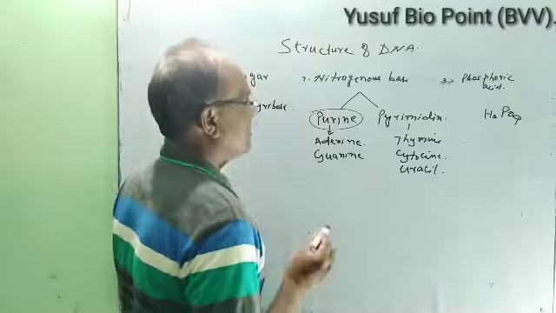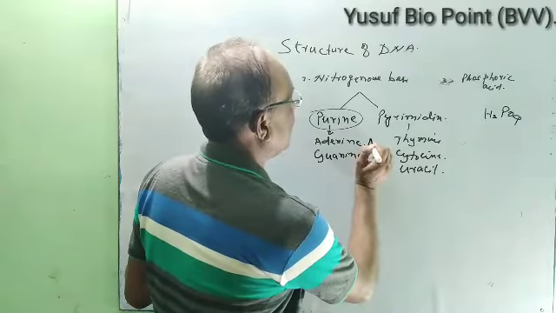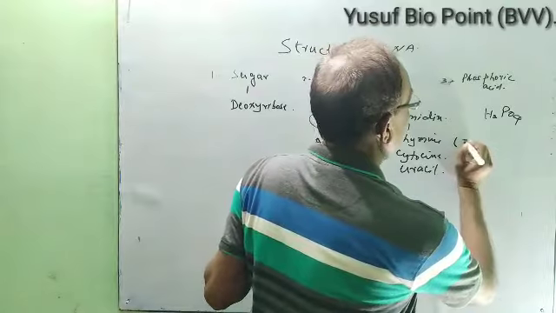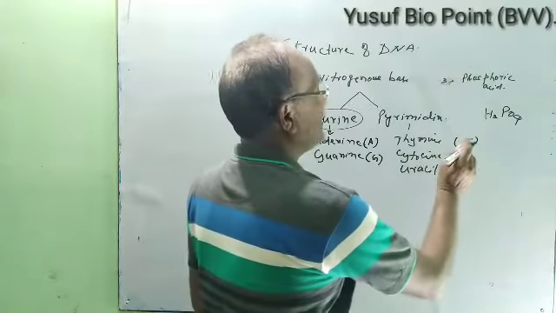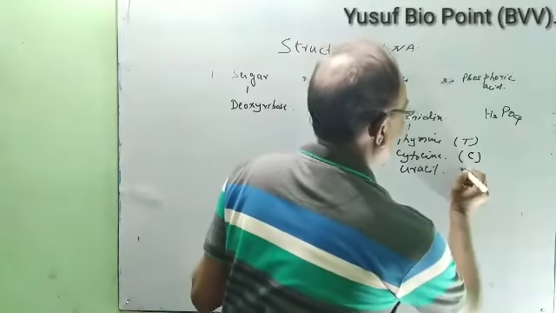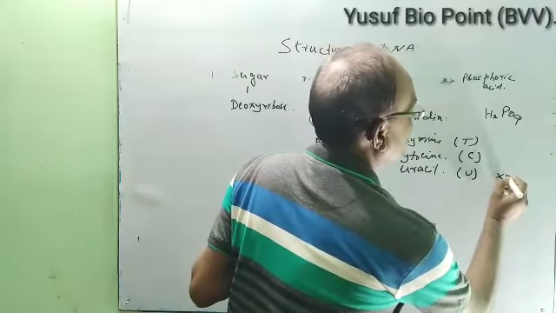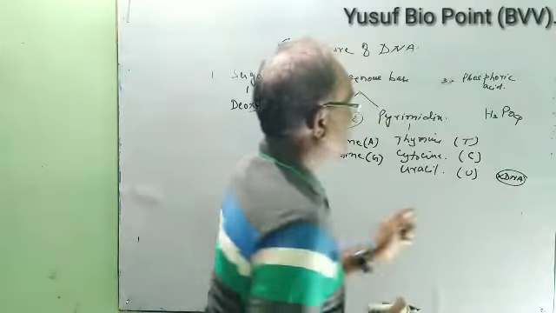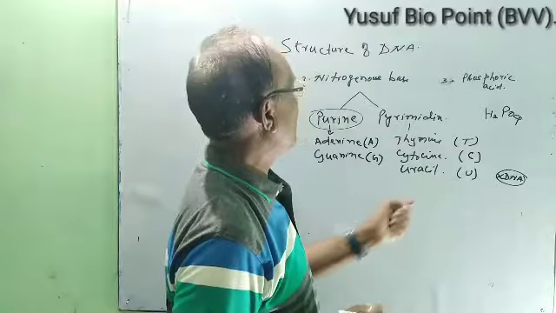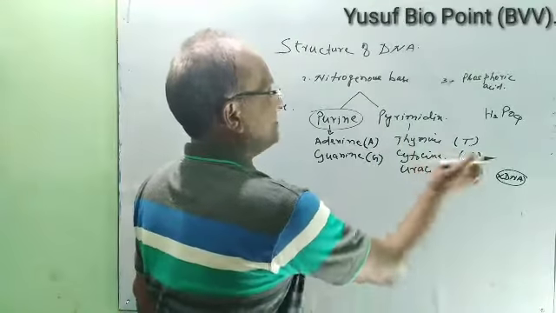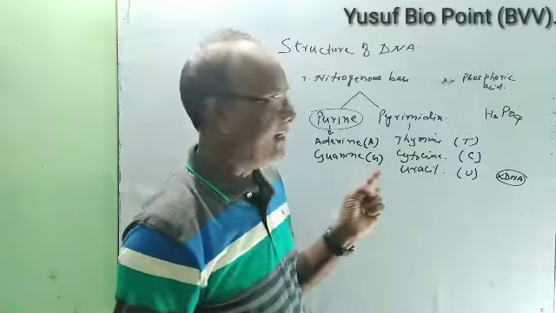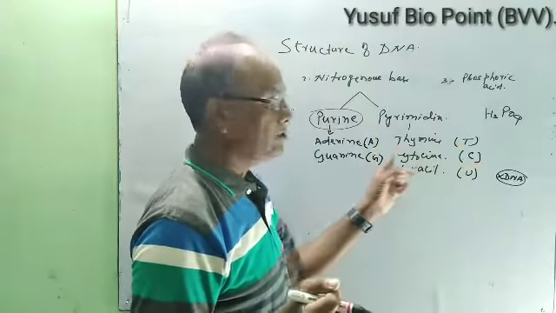These are the bases. Adenine denoted by A, guanine denoted by G, thymine denoted by T, and cytosine denoted by C, and uracil is denoted by U. Although uracil is not found in DNA, it is found in ribonucleic acid. So only four bases are found in DNA: A, T, G, and C.